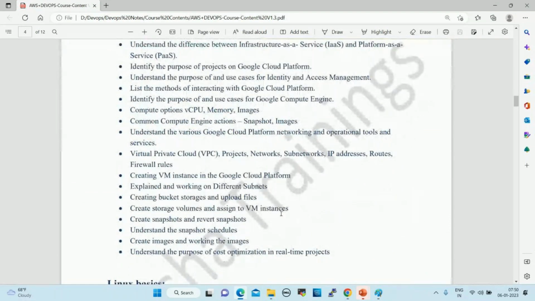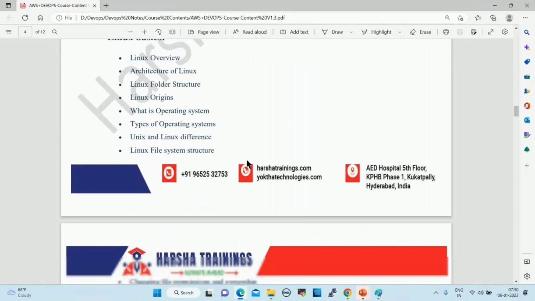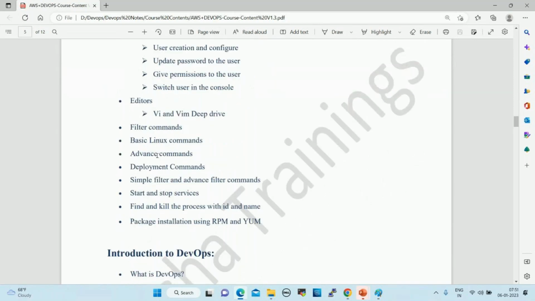Okay. Next one, Linux basics. Yeah, so Linux architecture, folder structure, Linux origins, Linux operating systems, types of operating systems, Linux and Unix differences, Linux file system hierarchy, user management, how to create users, how to give the password to users, how to apply the permissions to users, how to switch users, editors, vi editor, VM editor, filter commands, basic commands, advanced commands, deployment commands. So these will all be covered in Linux. So Linux will take four days. Okay, 4 days it will take.